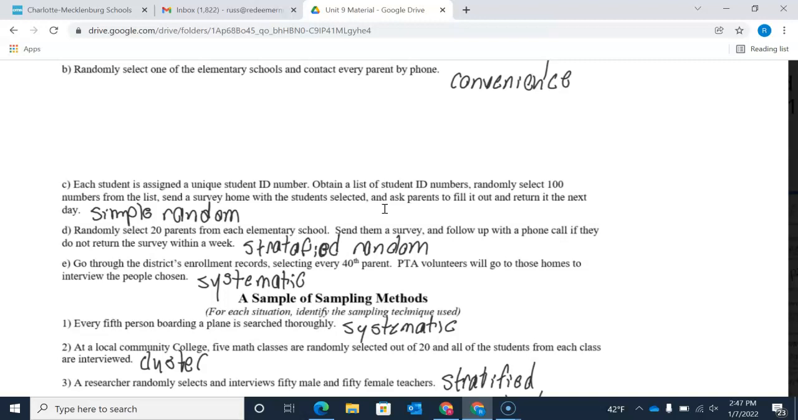Letter D, randomly select 20 parents from each elementary school, send them a survey, follow up. So now you've got a bunch of groups. Each strata is each school, and you're picking 20 people from each strata. So it's a stratified random sample. And then the last one, you go through and record every 40th parent. That's systematic, okay?